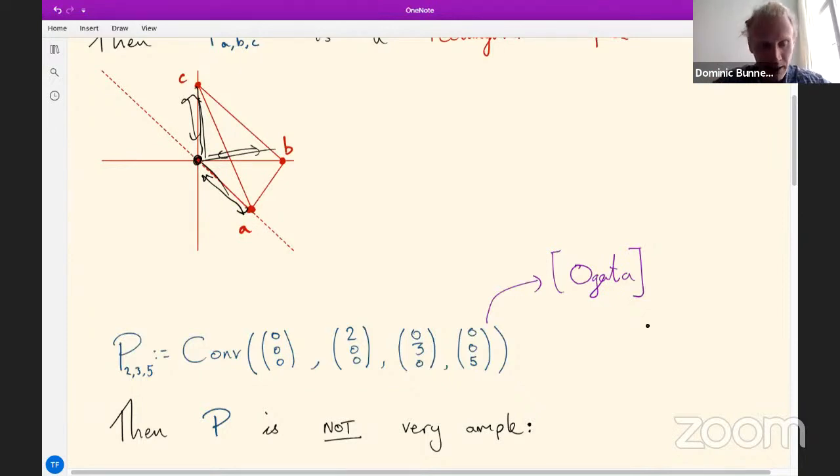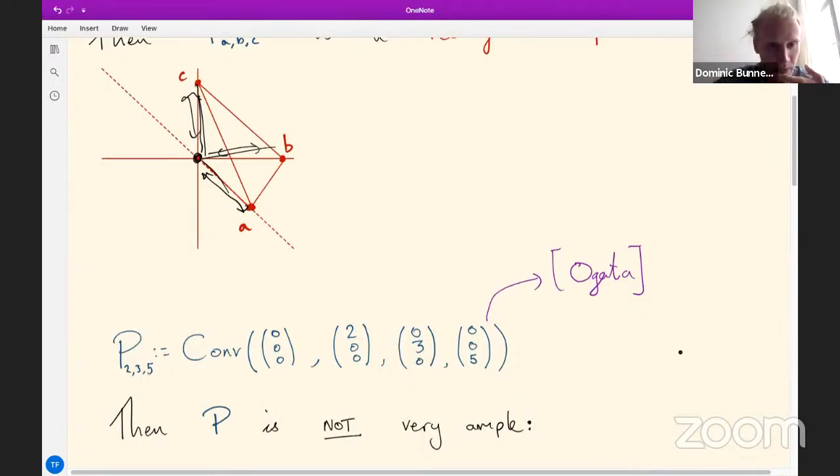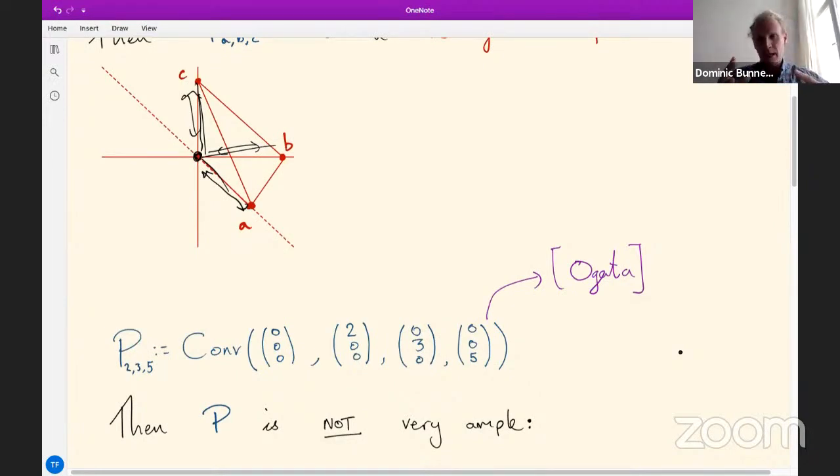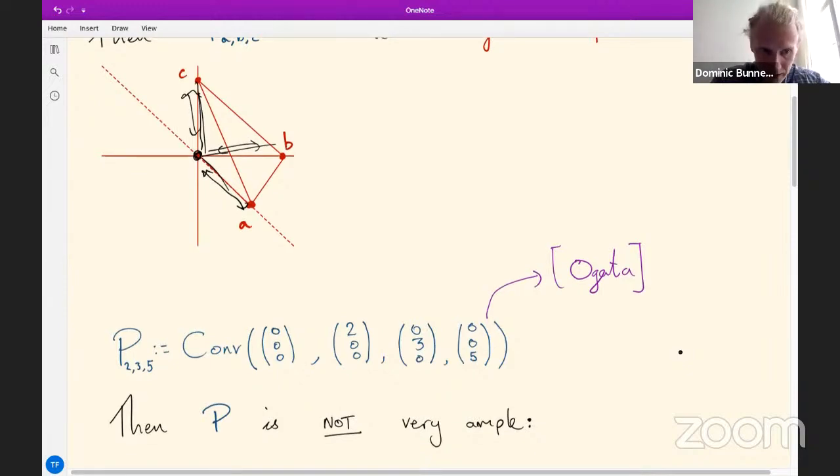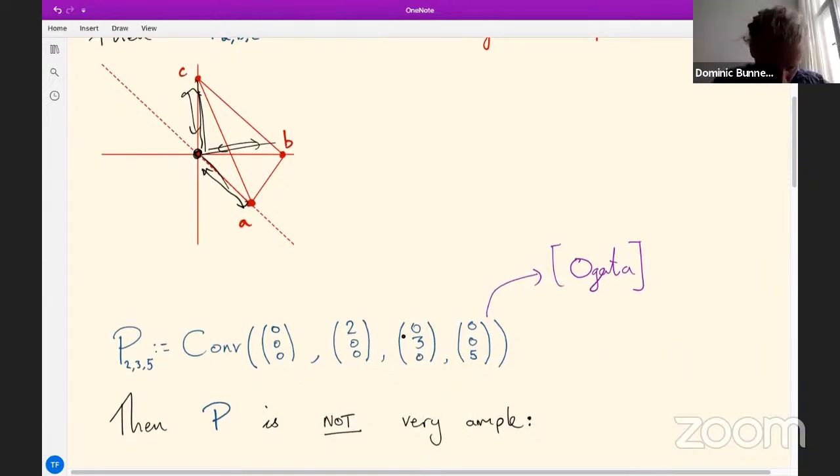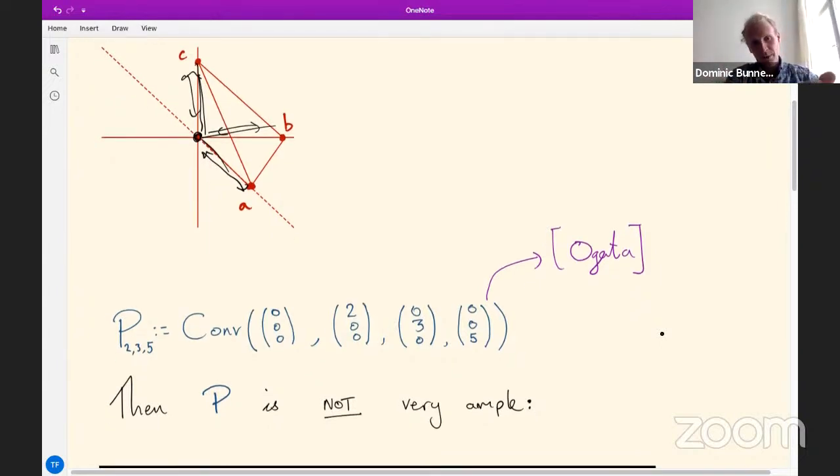And there was a counterexample. I think the first counterexample was given by Ogata, in a series of papers stretching between, I think, 2007 and 2013. It's a very simple, very basic example somehow. But the reason why people didn't come up with it before is that on the algebraic geometry side, it's not such a simple example. Hopefully we'll have time to see that later. It's the convex hull where we take 0 and go 2 along in one direction, 3 in another, and 5 in the other.